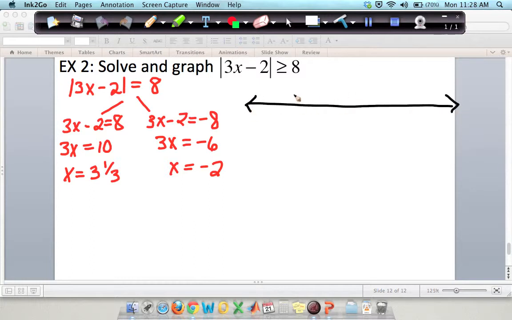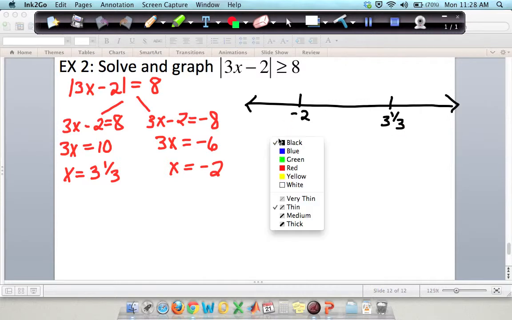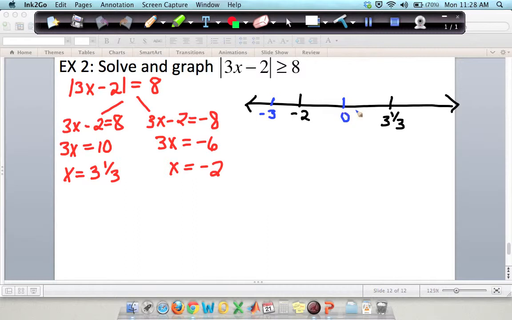Negative 2 and 3 1/3. And again, I'm going to test a number in each one. So I'm going to test negative 3. Here I happen to have 0 again. And then in this last region, I'm going to test 4. So test all 3 of these points into the original absolute value inequality.